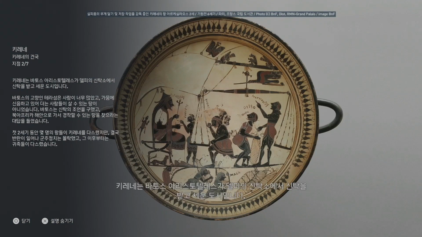The city of Cyrene was founded by Batos Aristotle, guided by the Oracle of Delphi. Overcrowded and suffering from drought, Batos's home island of Thera could not sustain its citizens. Batos consulted the oracle, who told them to journey to the North African coast in search of arable land.